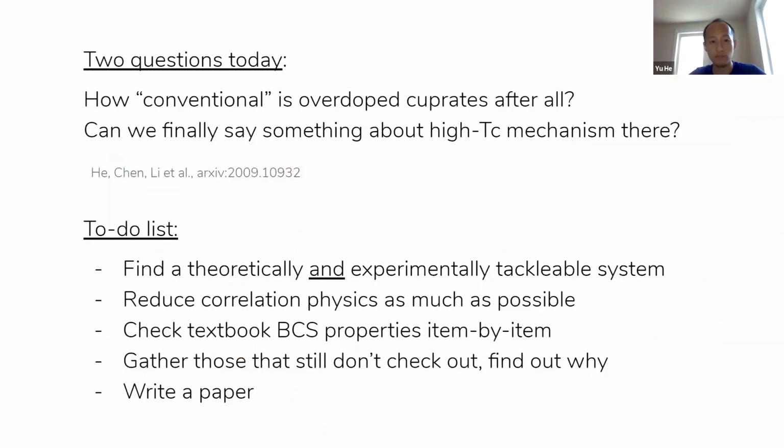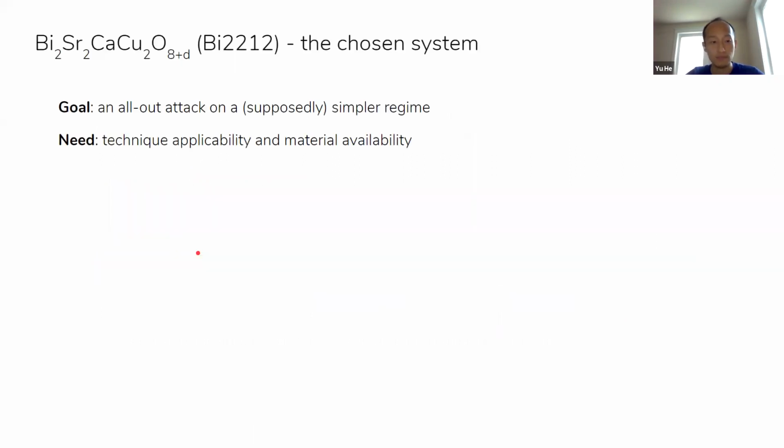Now let's get back to our outline. And with the two questions in mind, let's start with the first item on the to-do list. Let's try to find a theoretically and experimentally tackable system. Since our goal is to perform an all-out, coordinated attack on this supposedly simpler regime where we introduce a lot of hole carriers into the system, we really want to find a system where all kinds of techniques can apply.